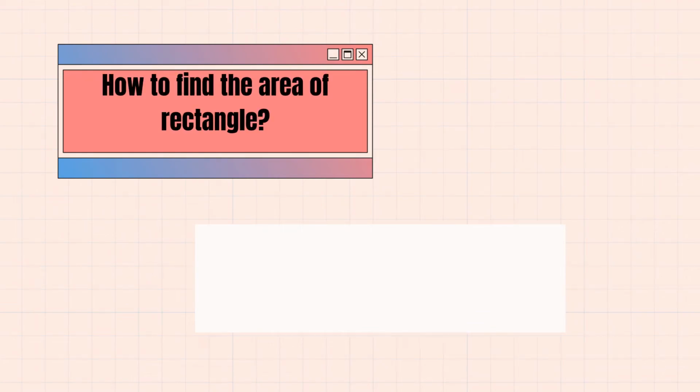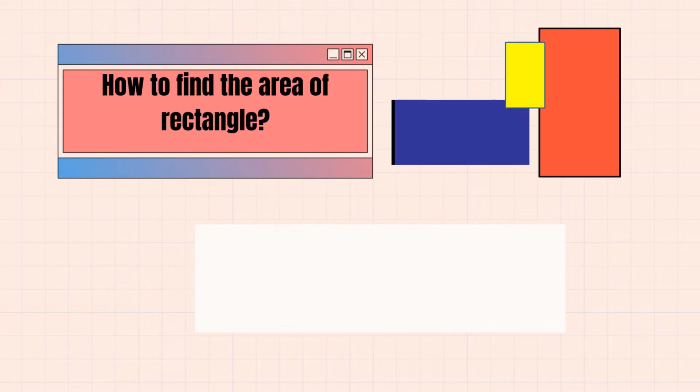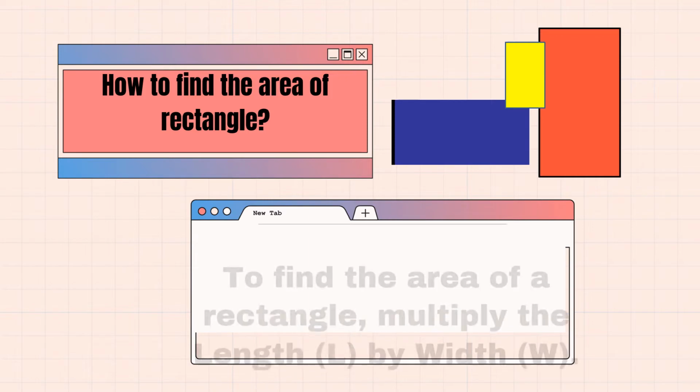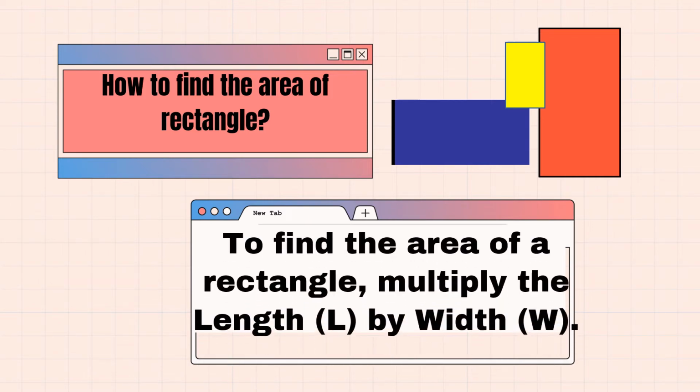And how are you going to get the area of a rectangle? When we are talking of a rectangle, opposite sides are equal. So to find the area of a rectangle, all you need to do is multiply the length by the width. And we have this formula: area is equal to length times width.